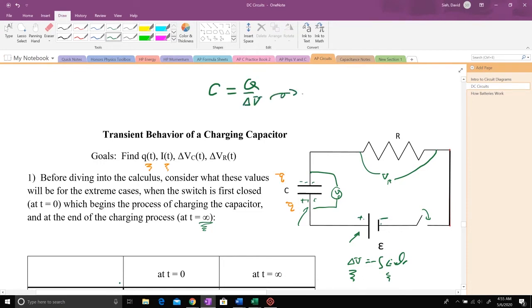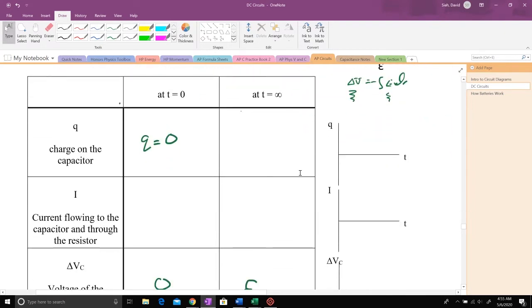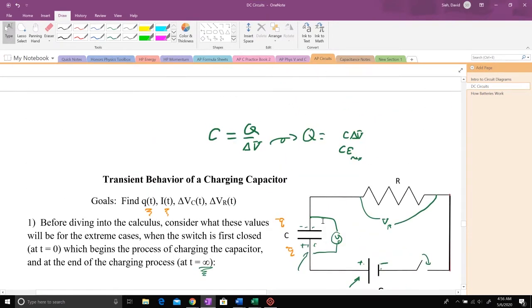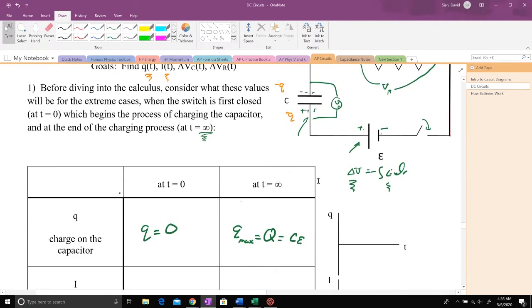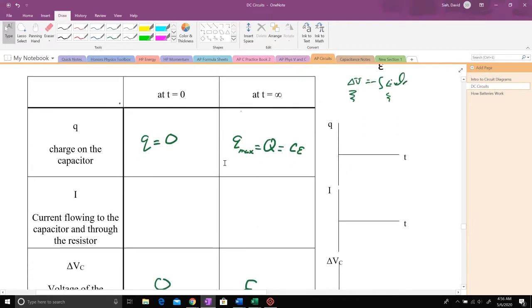Or I could rearrange this and say that the Q would be equal to the capacitance times the voltage. In this case, at the end, the voltage is the final voltage, that maximum EMF is just the EMF of the battery at the start. So the Q at the end, which is Q max, which oftentimes I just use a big capital Q for, is going to be the capacitance times the EMF of the battery, right? The voltage that's going to be set up across here at the end is the same as this voltage for this circuit. So I know how to calculate that Q max.